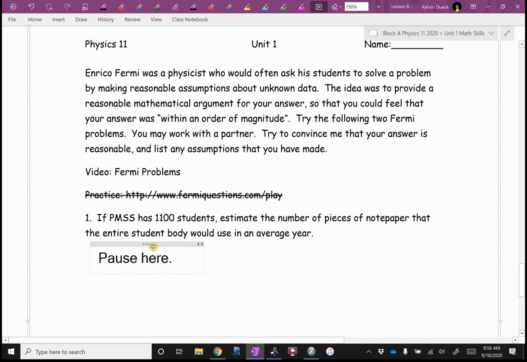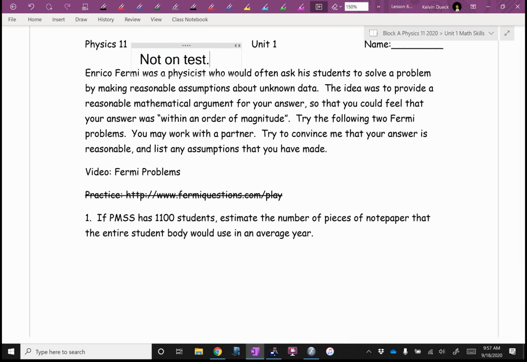So I wrote pause here. At the top on this back part, you can make a little note. I'm not going to be putting this as a test question. This is just kind of nerd trivia. Enrico Fermi was a physicist who would often ask his students to solve a problem by making reasonable assumptions about unknown data. The idea was to provide a reasonable mathematical argument for your answer so that you could feel that your answer was, and here's your fancy phrase, within an order of magnitude.